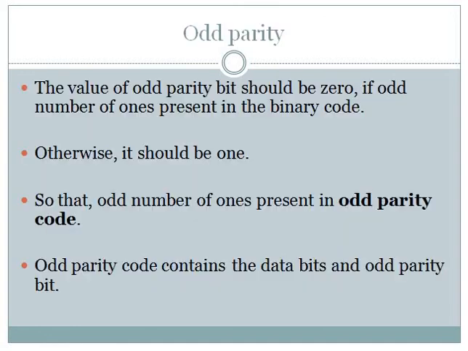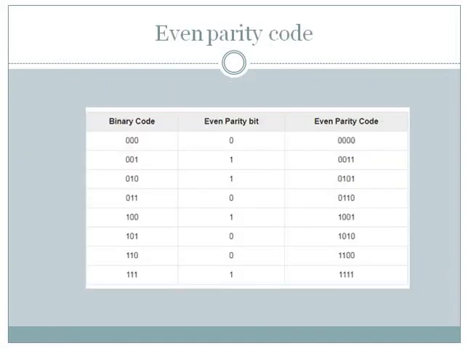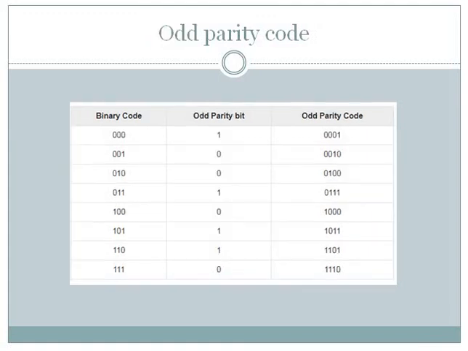So we have seen about the even parity code. That means in the binary code, we count how many ones are present. If an even number of ones are present in the binary code, then you call it even parity. If an odd number of ones is present in the binary code, then you call it odd parity code. So this is the use of the error detection code.